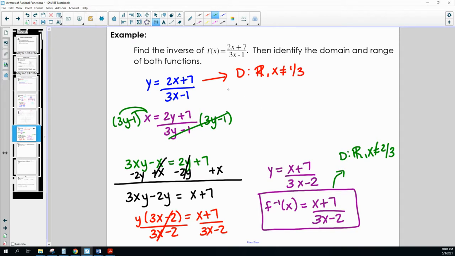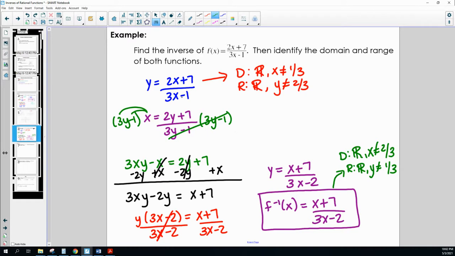Okay, because we know the domain of both, we can find the ranges very easily. The range of the original is going to be the domain of the inverse. So all real numbers, but because it's range, we're going to use y. So y cannot equal 2/3. And the range of the inverse is going to match the domain of the original. So the range would be all real numbers, again using y instead of x, and it was 1/3, so y cannot equal 1/3.